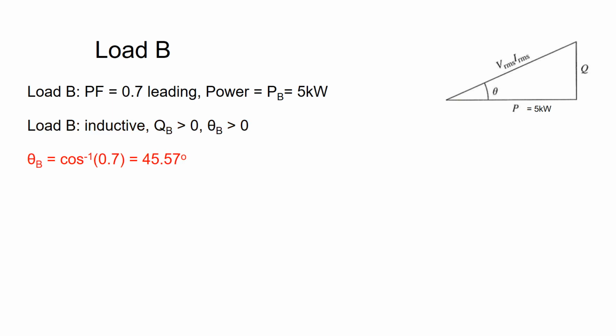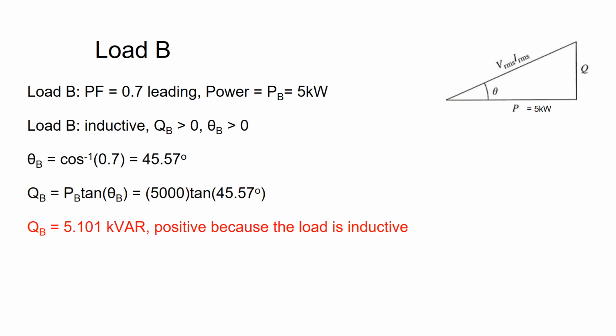We use the power triangle to find theta sub B, which is 45.57 degrees. Now we know both P sub B and theta sub B, which is enough for us to find Q sub B. The value we obtained for Q sub B is positive, which is what we expected given that load B is an inductive load.